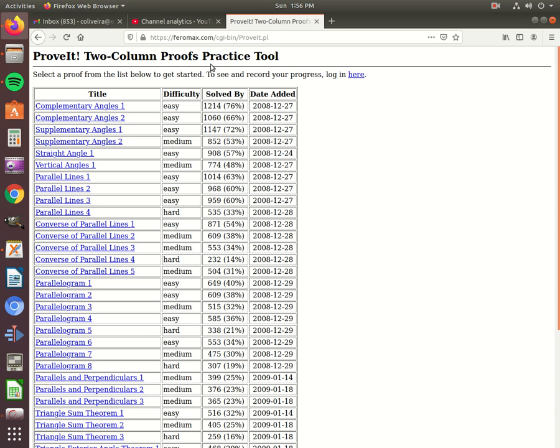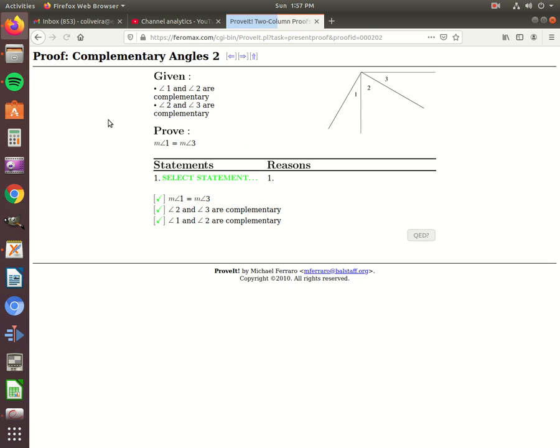It's called Prove It, 2-column proofs practice tool. You can see it's ferromax.com. Anyway, there's a bunch of different proofs. Some are easier, some are more difficult, and I want to show you how this page works and end with this proof right here, complementary angles 2. You can see it's an easy proof, and you can just see how this page works.